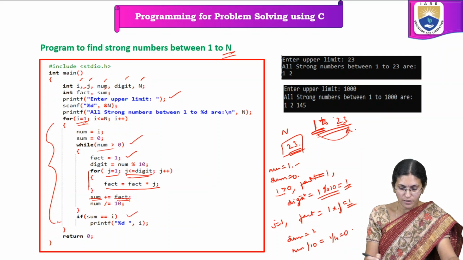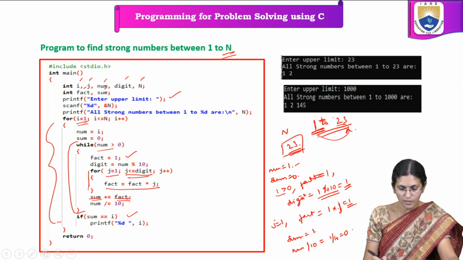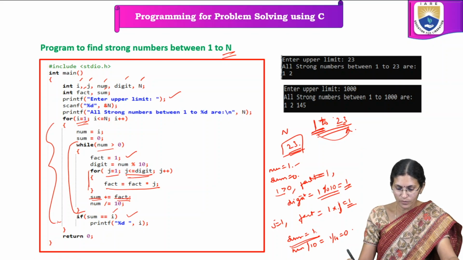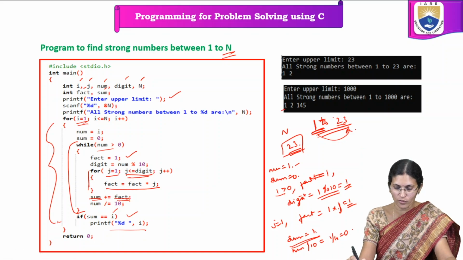So after that this condition is checked. It will exit from this loop and the loop will be terminated. These statements will no longer be executed. So it will come here and this condition is checked. So the sum value, and then the I value. The initial value of I is equal to 1. So if sum is equal to 1, we print the corresponding number. So this is a strong number.